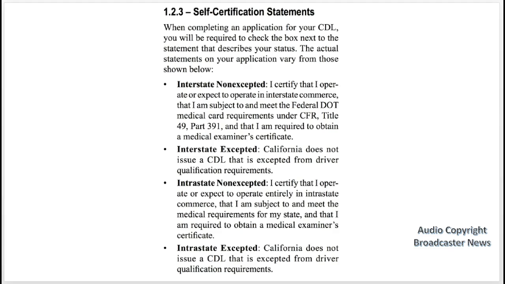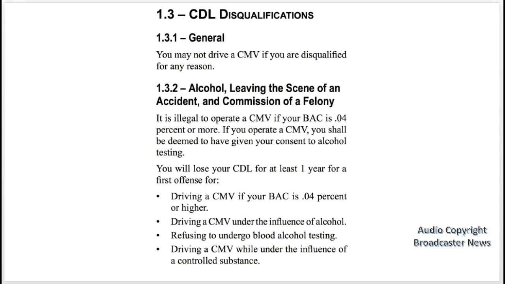Next, intrastate non-excepted. I certify that I operate or expect to operate entirely in intrastate commerce, that I am subject to and meet the medical requirements for my state, and that I am required to obtain a medical examiner's certificate. Now, intrastate excepted. California does not issue a CDL that is excepted from driver's qualification requirements. Okay, section 1.3, CDL disqualifications. 1.3.1, general. You may not drive a commercial motor vehicle if you are disqualified for any reason.